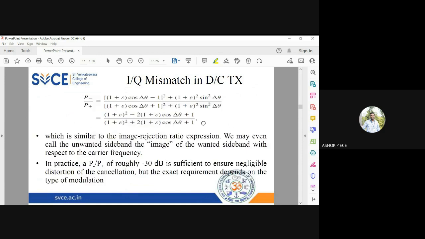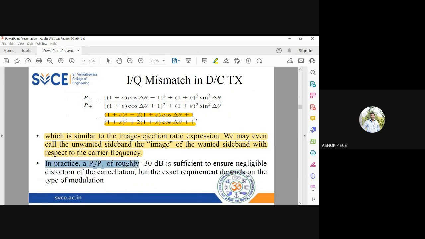And similar to image rejection ratio, we are going to see the ratio of the image and your signal. So P minus by P plus is going to be this expression. You see again, it depends on epsilon and delta theta. Epsilon is the gain mismatch, and delta theta is the phase mismatch. Okay, so this expression is similar to an image rejection ratio, and we want the sideband to be suppressed as much as possible. So the unwanted sideband of the image should be suppressed as far as possible.